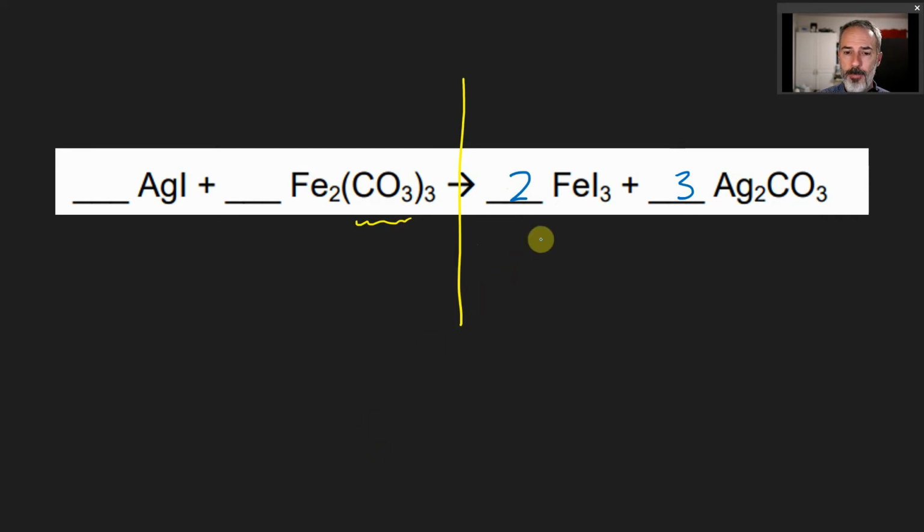Let's do iodines. How many iodines do you see on the right now? It's not just 3, is it? Because there's 2 of these molecules. So 2 times 3, there's 6 iodines. So I'm going to put a 6 there.